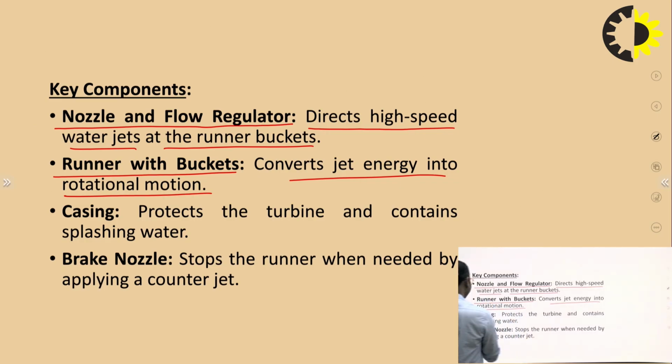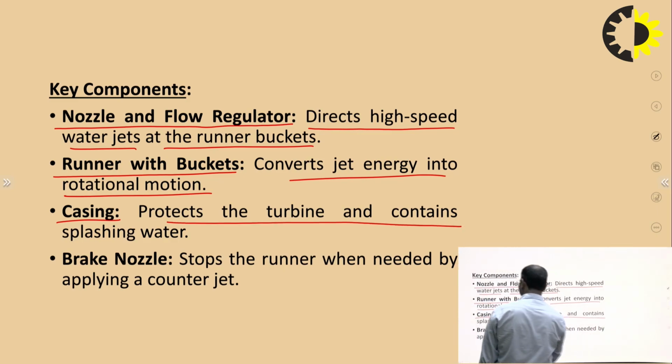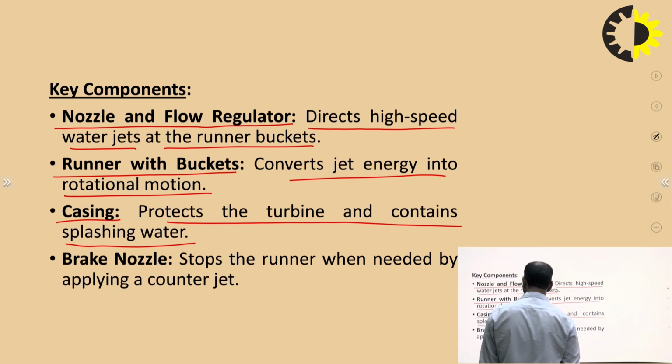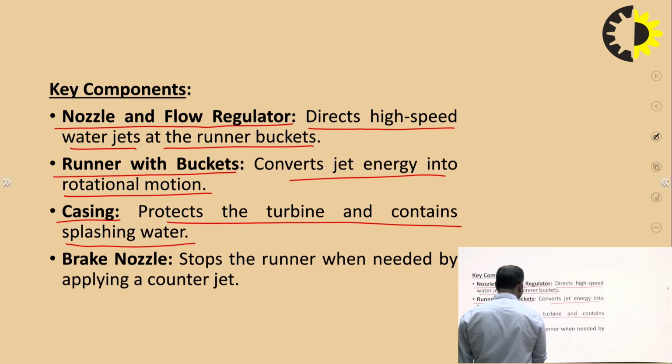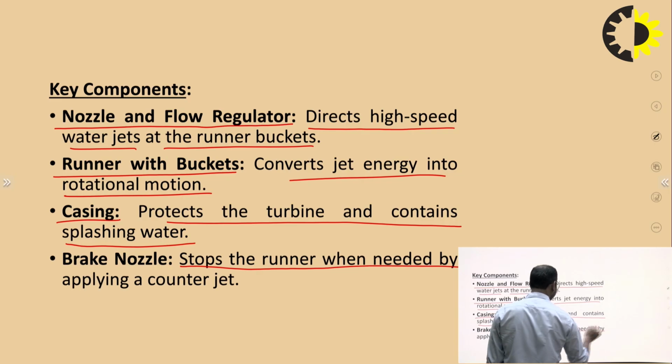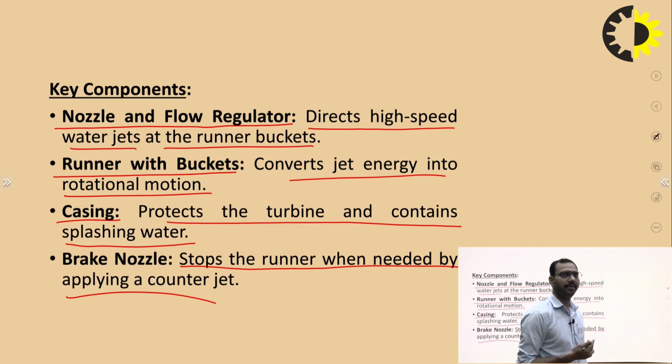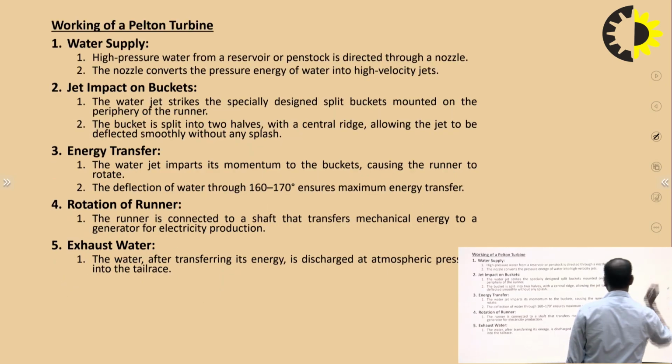Then the third one is casing. It protects the turbine and contains splashing water. Then the last one is brake nozzle. It stops the runner when needed by applying a counter jet. So these are the key and main components of a Pelton wheel turbine.